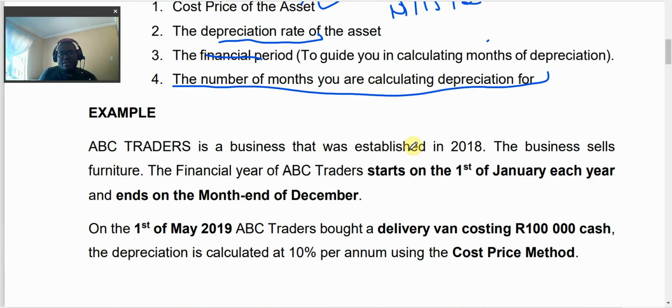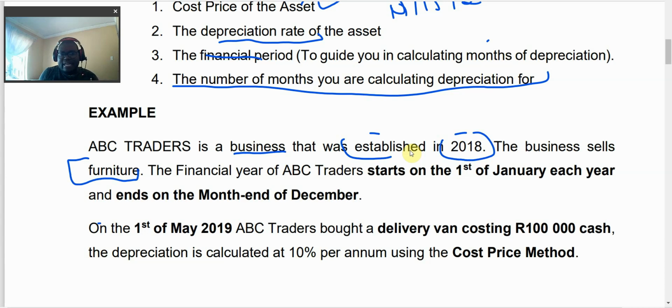So for now, we are given information from a business known as ABC Traders. ABC Traders is a business that was established in 2018. This business sells furniture to people. You can link it to the likes of Lewis, Bradlows, OK Furniture, and so forth.